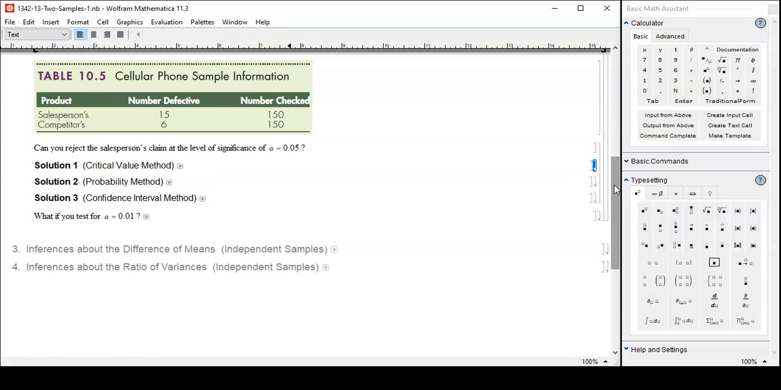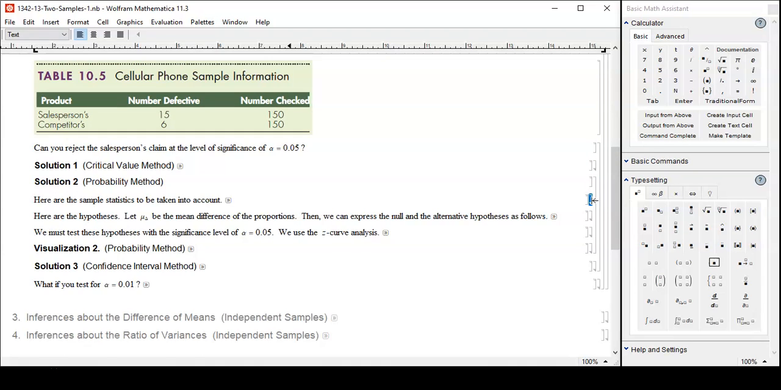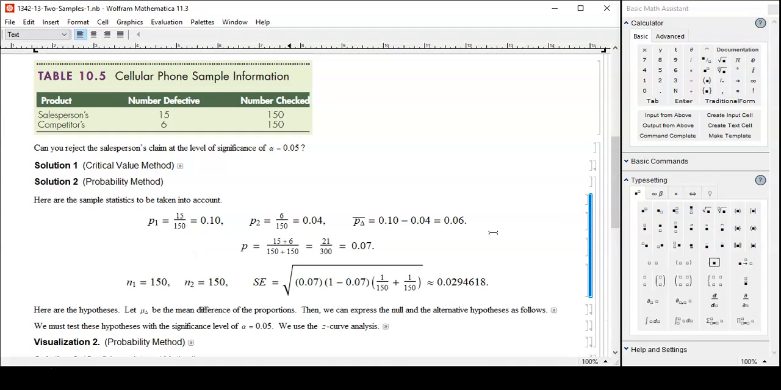Now let's do the probability value method. Same setup. P1 and P2 are 15 out of 150 and 6 out of 150, and the difference between the two is 0.06. Reconcile those two: add up the numerators and add up the denominators to get a new proportion. Basically, it's getting one big sample out of those two samples put together and jumbled up, and we use this proportion to calculate the standard error. That'll go to the denominator in the z computation.